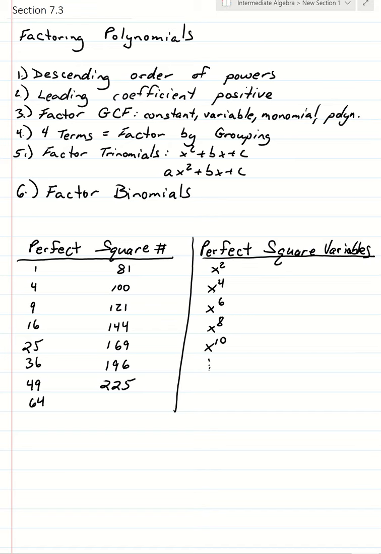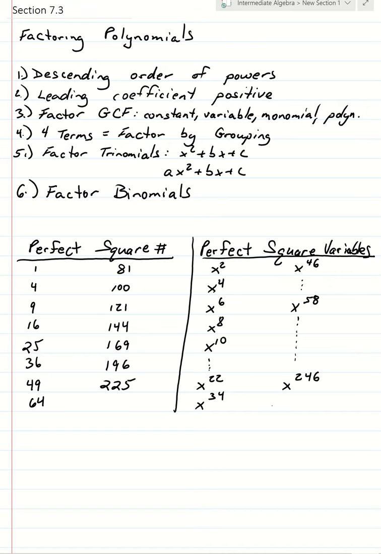There are plenty of others. For example, I could have x to the 22nd. I could have x to the 34th. I could have x to the 46th. I could have x to, let's say, the 58th. These are all examples of perfect square variables. I could have, let's say, further down the road, x to the 246th power. These are all examples of perfect square variables.